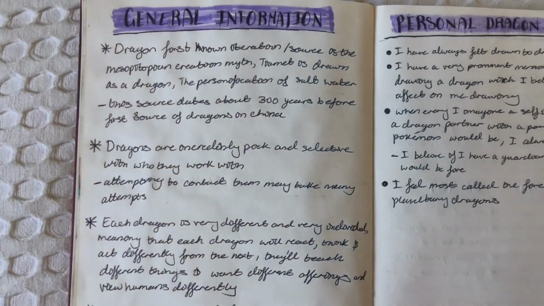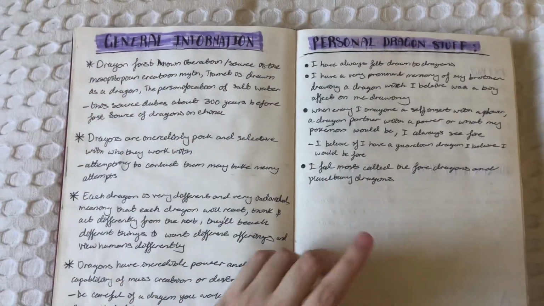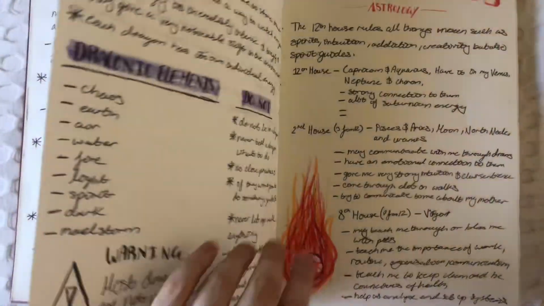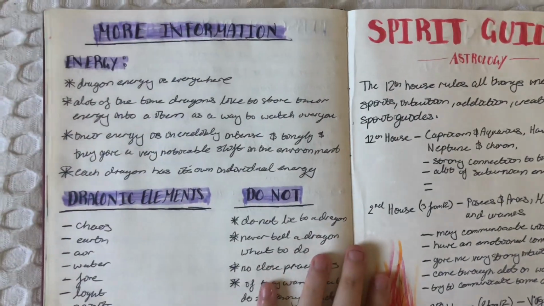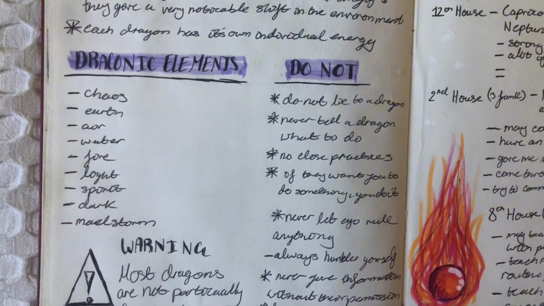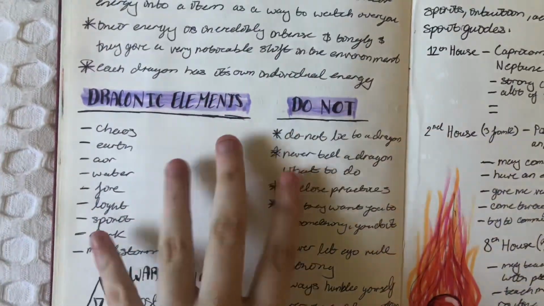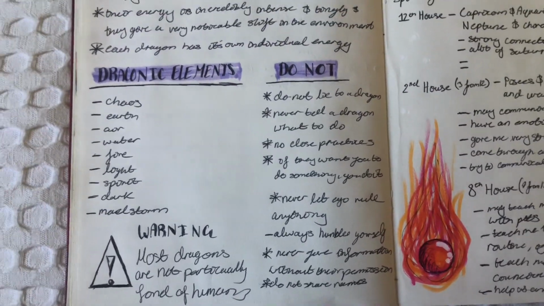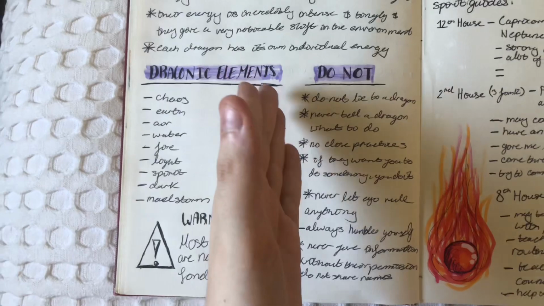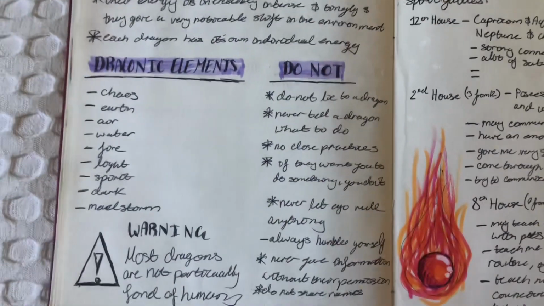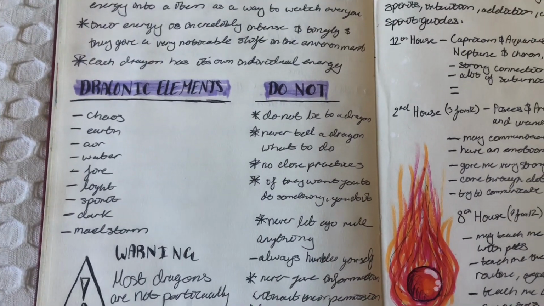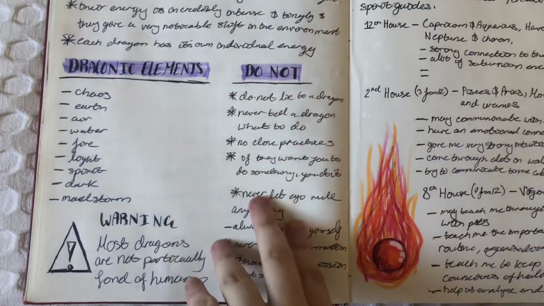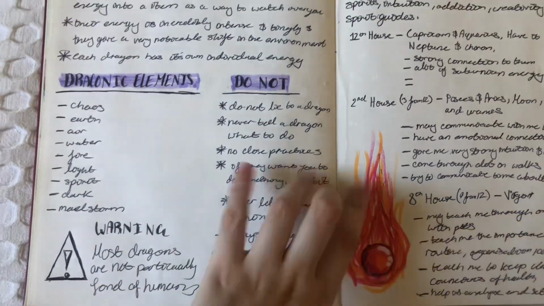General information about dragons. You can't really read that. And then personal dragon stuff, that's just about myself. More information about them. Energy. The draconic elements, which are apparently, I haven't really gotten into them too much, but apparently they're really hard to understand because they sort of don't work by human means. They're obviously because they're draconic. So they follow different sort of laws. And then what not to do when working with dragons.